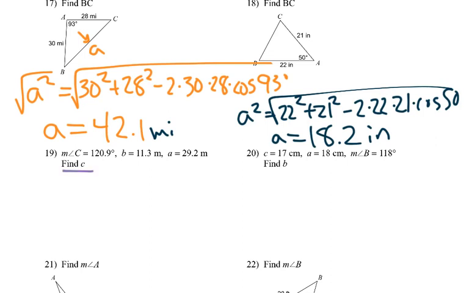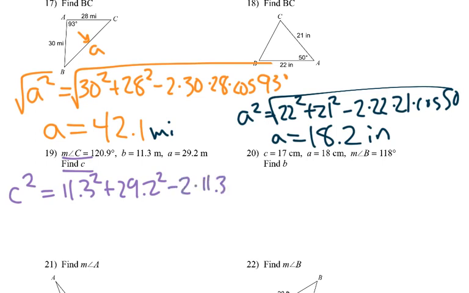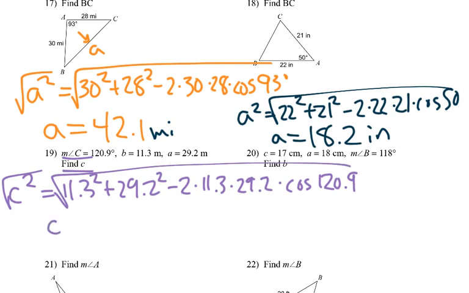Okay, so I'm looking for little c. I have angle C. That tells me I have c squared equals b, 11.3 squared, plus a, 29.2 squared, minus 2 times 11.3 times 29.2 times the cosine of 120.9 degrees. I know I'm going to take the square root of that, so I just type it in my calculator, and we get 36.32, so 36.3 meters. For 20, same exact idea.